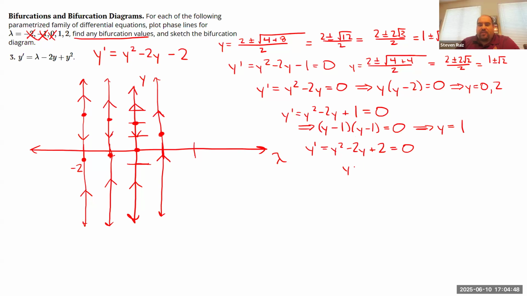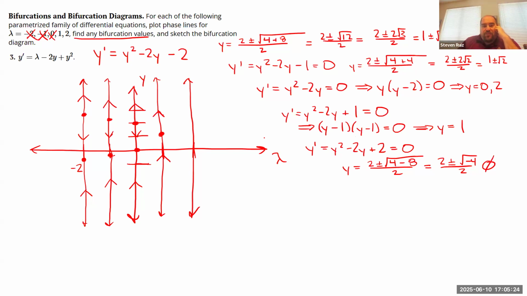We're done looking. So y equals negative b, 2, plus or minus the square root of b squared, 4, minus 4 times 1 times 2, over 2a. So this is going to give me 2 plus or minus the square root of negative 4 over 2. Okay, so I am not looking for any real roots. So what does that mean? Well, I still have a phase line, but there are no equilibria to talk about on that phase line.